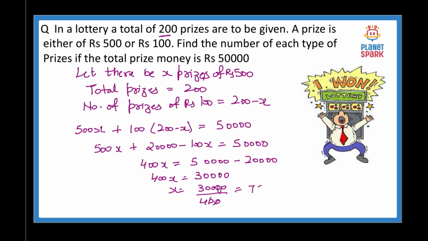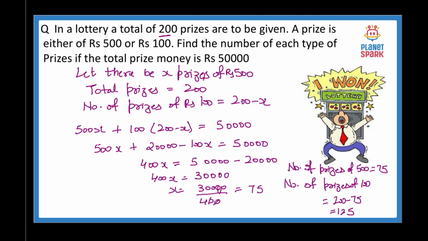So this means 75 prizes of 500 rupees have been distributed. That means number of prizes of rupees 500 is X, that is 75. Now we have to find out number of prizes of rupees 100. Now number of prizes of rupees 100 was 200 minus X. That means 200 minus 75, which is 125 prizes of 100 rupees. Moving on to the next question.